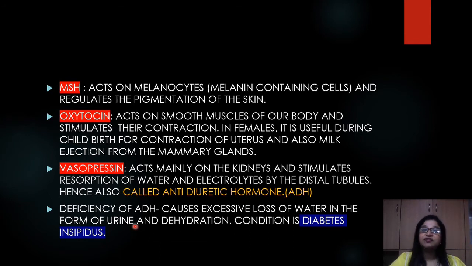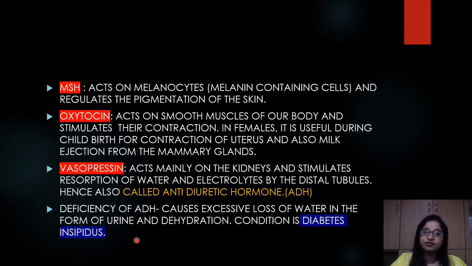Now, if there is deficiency of ADH, if there is less ADH produced, then what will happen? There will be excess, because there will be no anti-diuretic action. So there will be excessive loss of water in the form of copious amounts of urine, which will be very watery. And there will be dehydration also, because a lot of water is being lost from the body. This condition is called diabetes insipidus. That means diabetes, that is polyuria, large amount of urine is excreted, and insipidus means it is insipid urine. A lot of watery urine is excreted out of the body, and the person will be dehydrated.